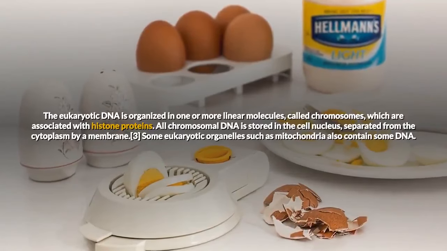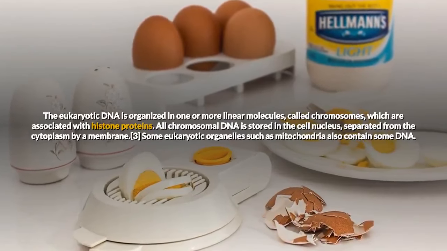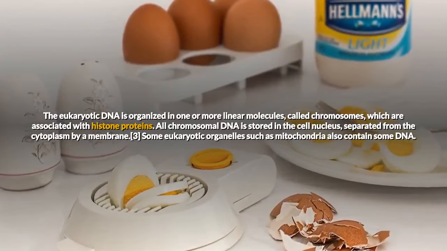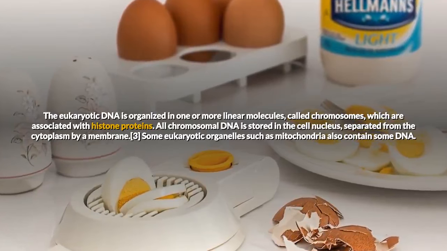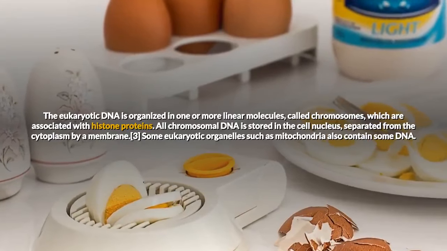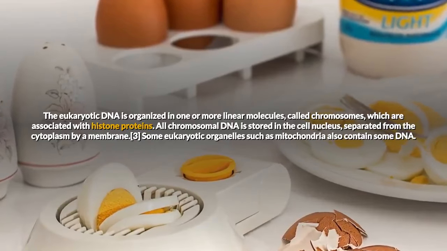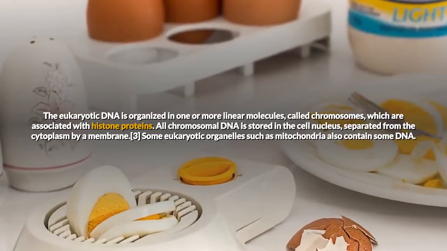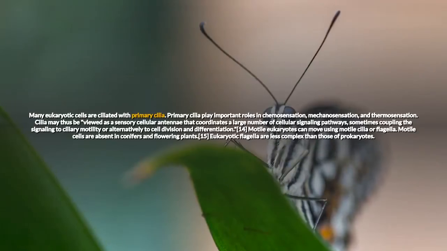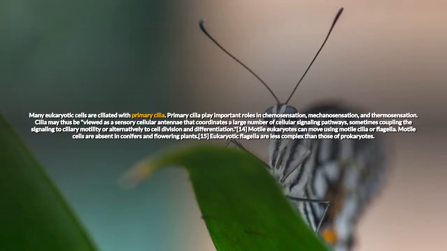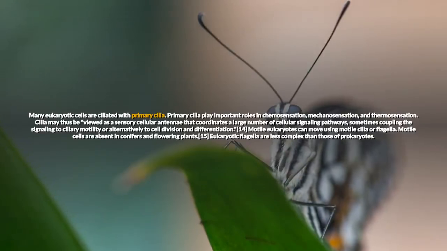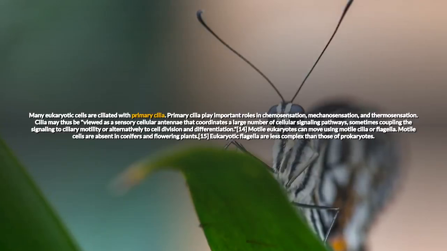The eukaryotic DNA is organized in one or more linear molecules, called chromosomes, which are associated with histone proteins. All chromosomal DNA is stored in the cell nucleus, separated from the cytoplasm by a membrane. Some eukaryotic organelles such as mitochondria also contain some DNA. Many eukaryotic cells are ciliated with primary cilia. Primary cilia play important roles in chemosensation, mechanosensation, and thermosensation.